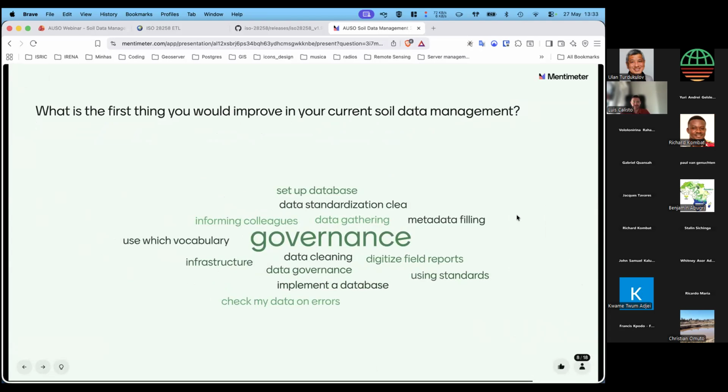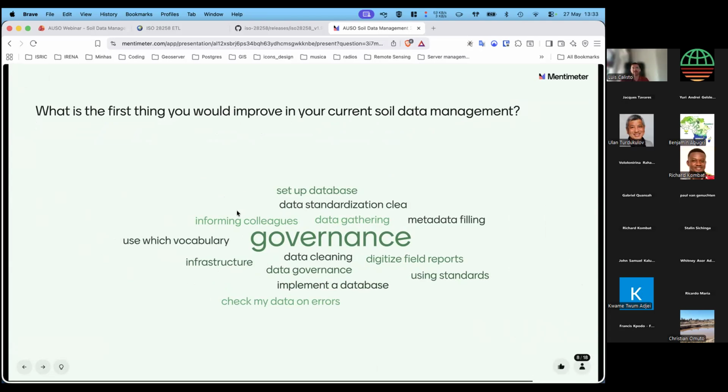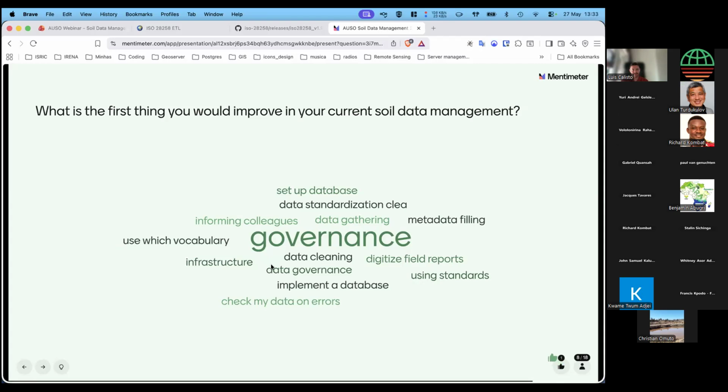What you'll improve? I see lots of people wrote governance, the word governance. Setup database, yes. Data standardization, cleaning, I think. Metadata, data gathering. A very good one, informing colleagues, like communication. Communication is quite important, and that's one of the goals of having the whole thing: interoperability. Interoperability is communication, using vocabs, data cleaning, of course, data governance a lot.